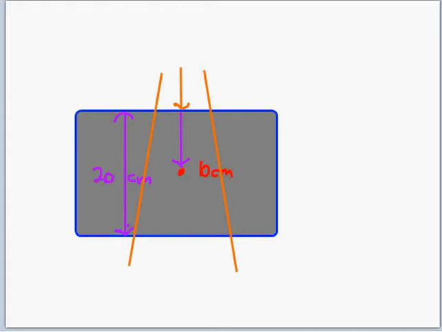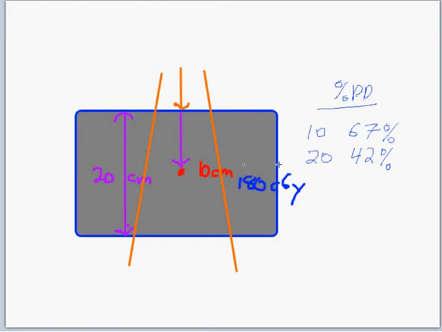I'll just do a partial percent depth dose table here. So we've got a percent depth dose at 10 centimeters is 67%, 20 centimeters is 42%. That's what we had from the last problem. Again, we've got 180 centigray at that point at 10 centimeters. And I should mention this is 100 SSD, so it's a percent depth dose problem. And in this problem, we're asked what is the exit dose. So what's the dose down here where the beam is leaving?